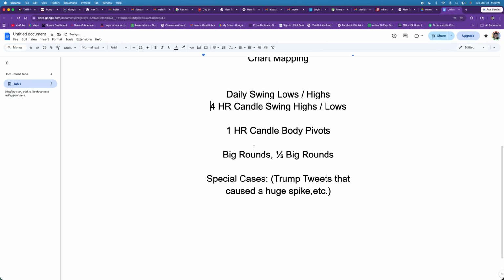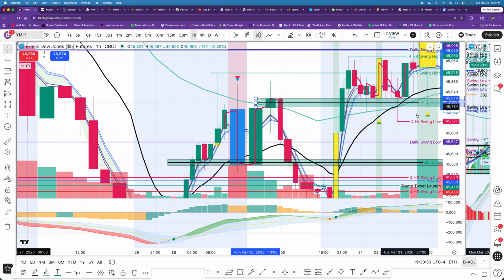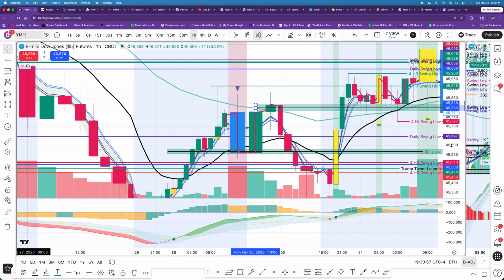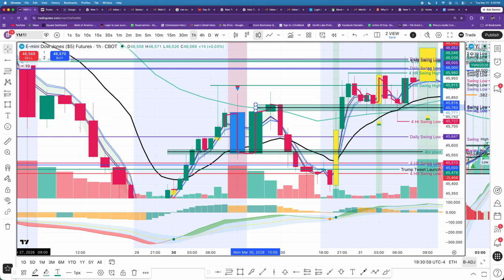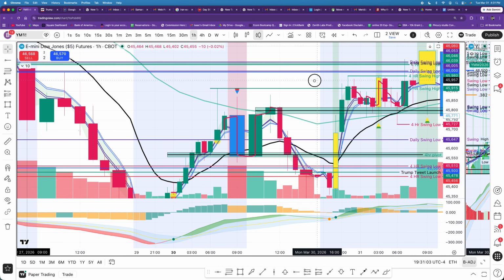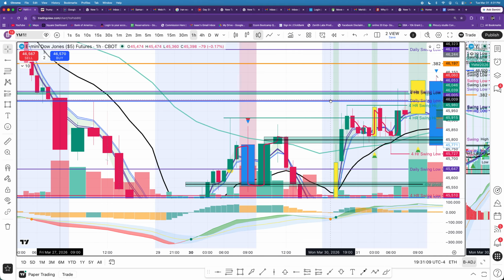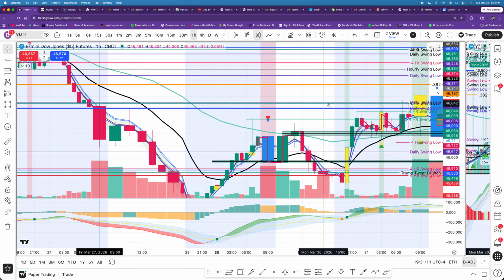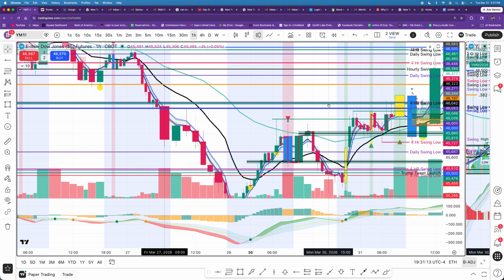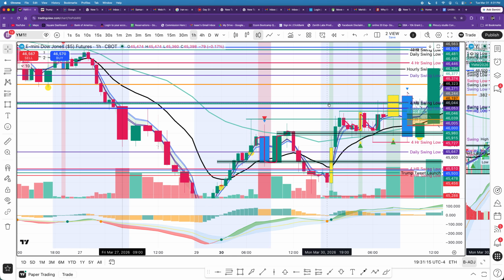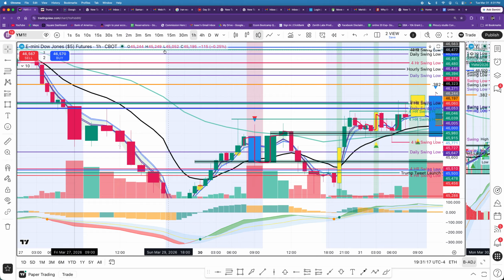Okay, so then you've got your big rounds, your half big rounds, your special cases. Big rounds is just nothing but, say, 4,500 is a half big round area. That's marked right here in blue. 46,000 would be marked here. You can see that one in blue. Those are big rounds, like multiples of 1,000. I'm trading the YM, so multiples of 1,000 or multiples of 500. Okay, so that's basically it.